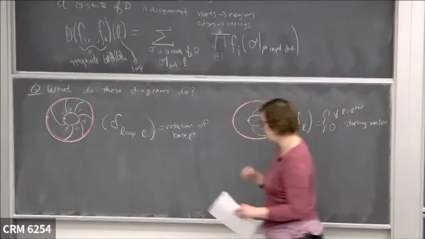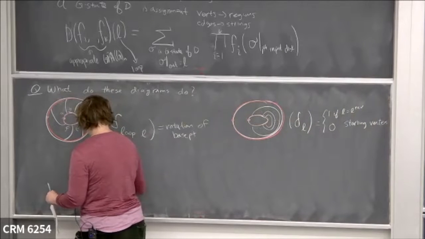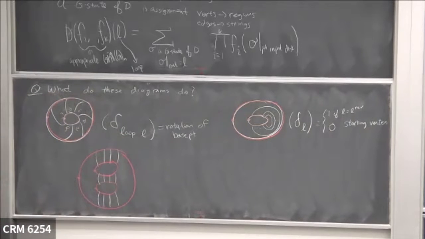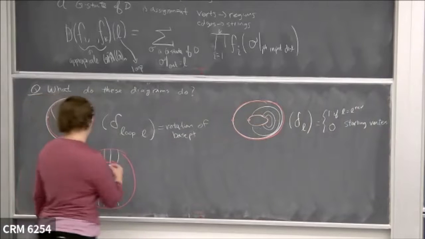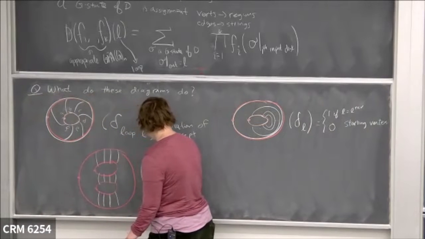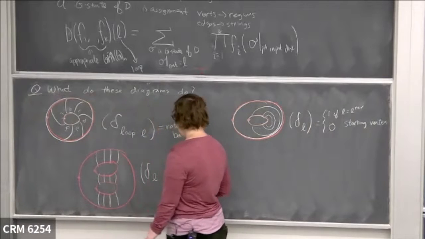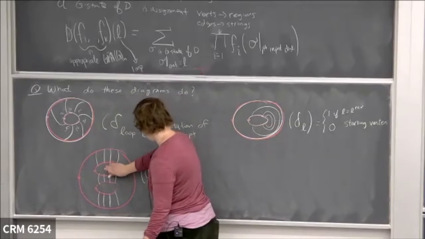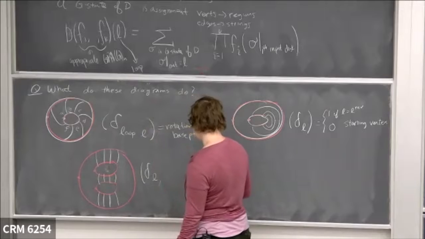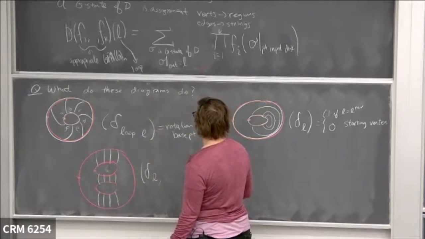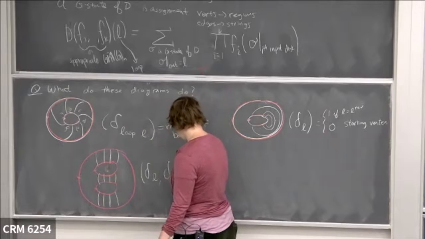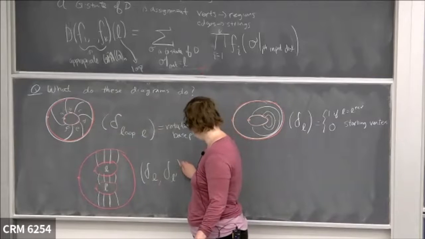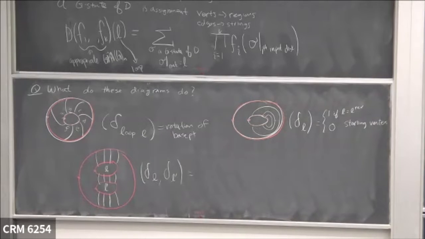Okay, one more for y'all to think about. What if we have 2 inputs and we connect them up by half their strands? So what would this do to, let's say, L and L prime are our 2 loops here. What is this diagram doing?